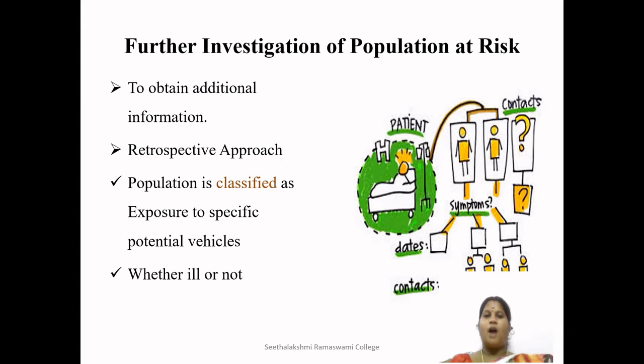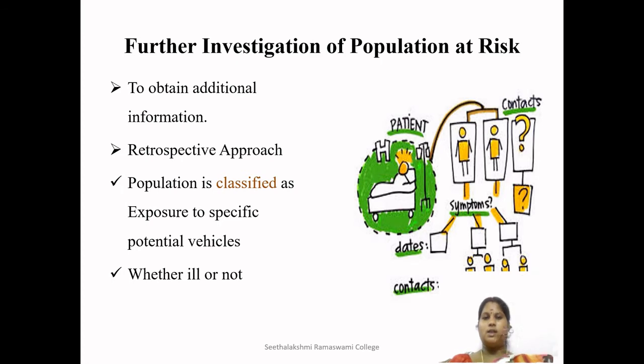Some of the additional information for the investigation of populations at risk are medical examination, screening tests, examination of suspected food, feces and blood samples, biochemical studies, assessment of immunity status, etc. These approaches may be retrospective or prospective. This will permit classification of all members exposed to a specific potential vehicle, whether ill or not.